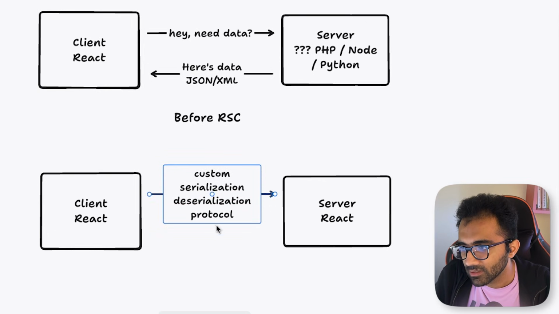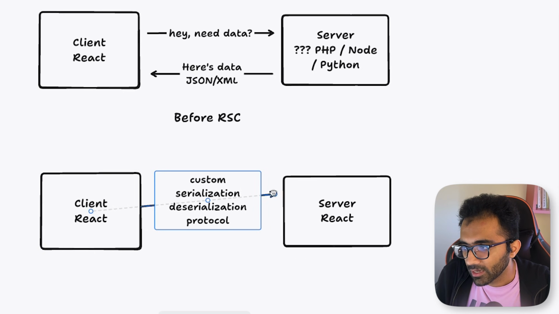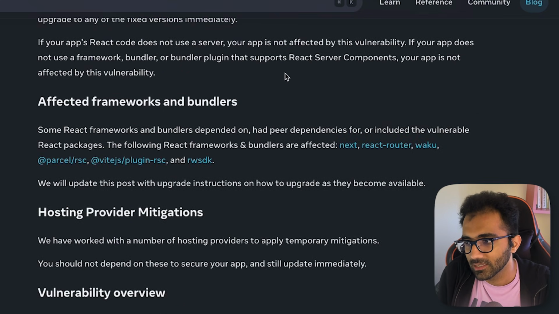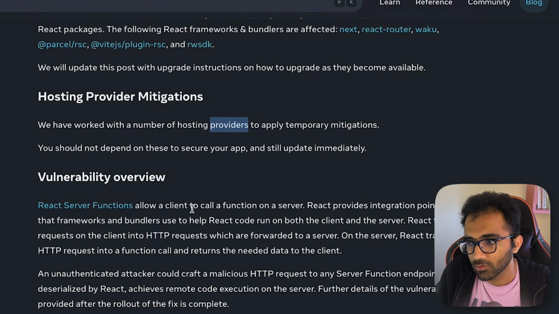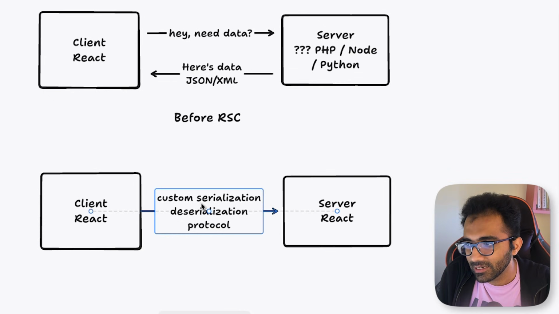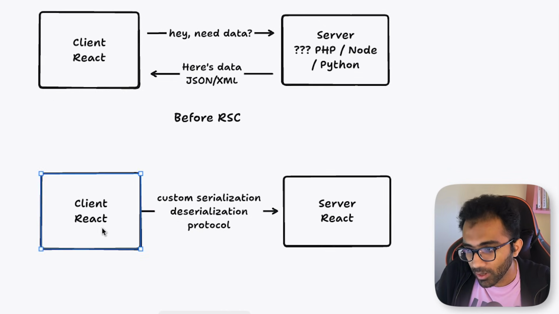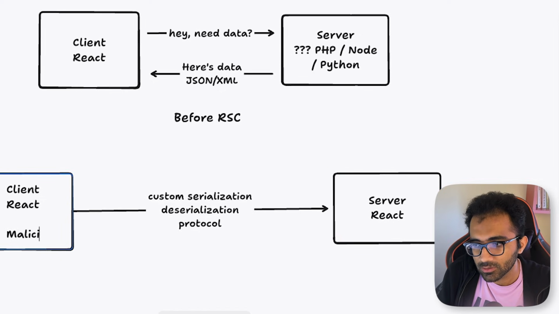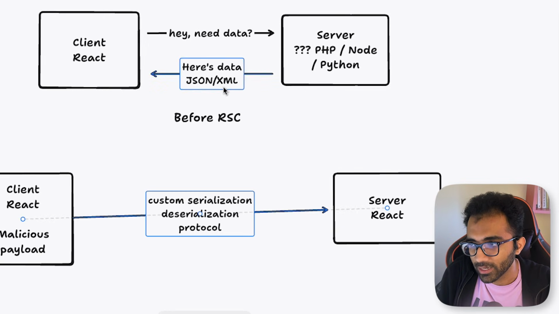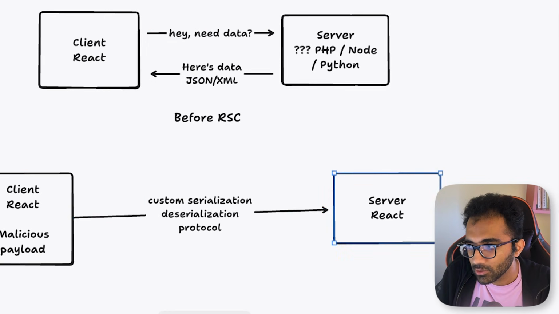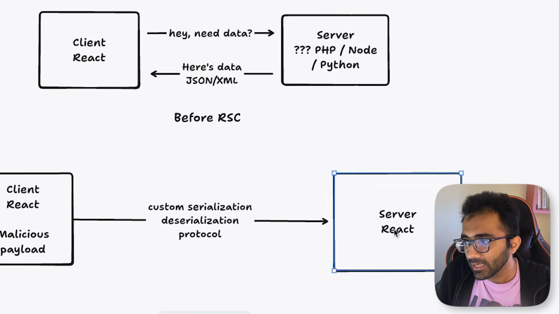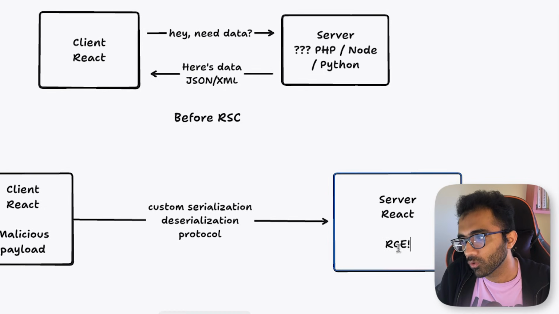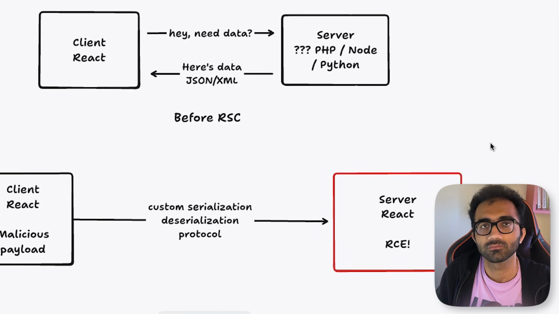Now, when you use a custom serialization and deserialization protocol, the problem becomes this: you have written a custom serializer and deserializer. In the case of React Server Components and React Server Functions, this serializer and deserializer has a bug. Somehow you can craft a malicious payload in the request, and instead of executing a legit function that you have defined, it just remote code executes. It has an RCE vulnerability, a remote code execution vulnerability, which is extremely bad.